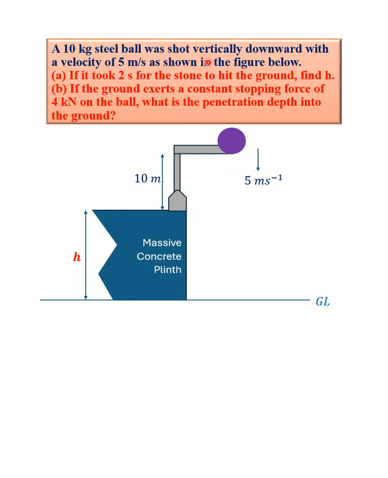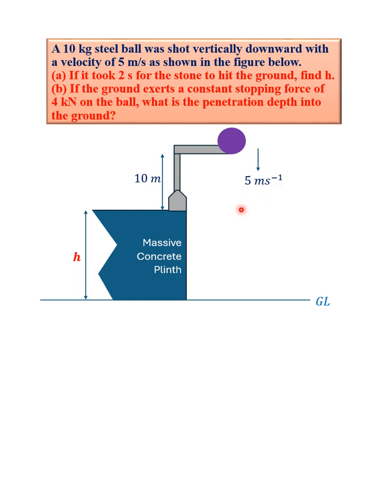The question is written down here and we have the figure depicting whatever the question is saying. I'm just going to describe what this figure represents. According to the question, this is a steel ball with a mass of 10 kilograms. The steel ball is shot from this height vertically downward with an initial speed of 5 meters per second.